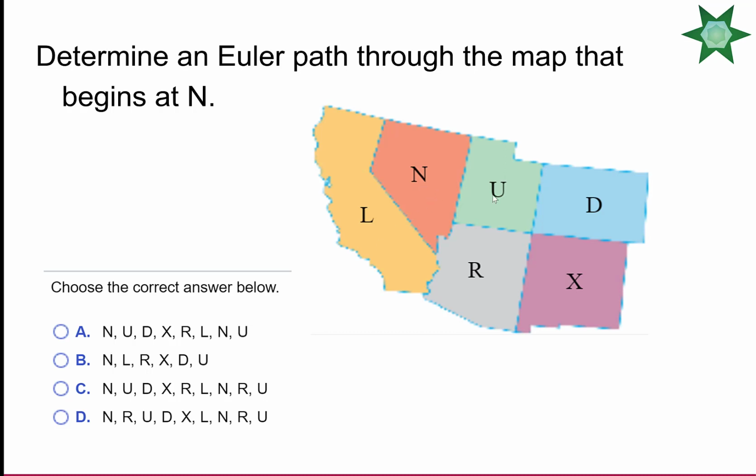Let's try this one. So we're going to go NU, DX, RL, NU. We've missed one here. We've missed something right in here, haven't we? Because there is a connection between N and R. Let's try B. NL, RX, DU. Again, we've missed a connection between U and N. Let's try C. NU, DX, RL, NRU, and that looks like the correct answer. Let's just double check the last one, which says NRUDX, and you can't go from X to L, so the correct answer has to be C.